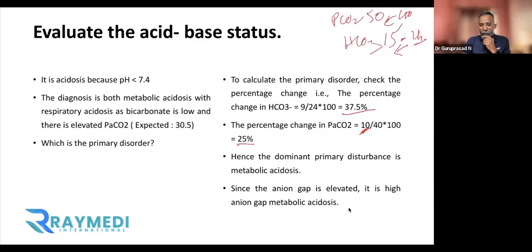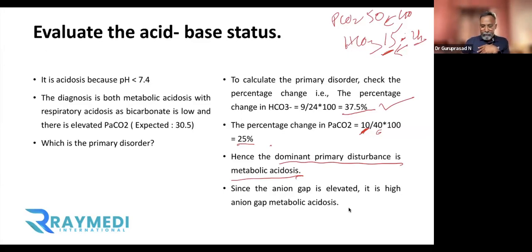The delta PCO2 is 10, from 40 to 50, and the change is 25%, whereas the change in bicarbonate is 37%. So here the dominant primary disturbance is the metabolic acidosis. When you get such examples, you should see the percentage of change. From 24, the bicarb has come to 15, so there is almost a 37.5% change. And the PCO2 has only increased from 40 to 50, only a 25% change. Because of the higher change in bicarb, it is a primary metabolic disturbance.